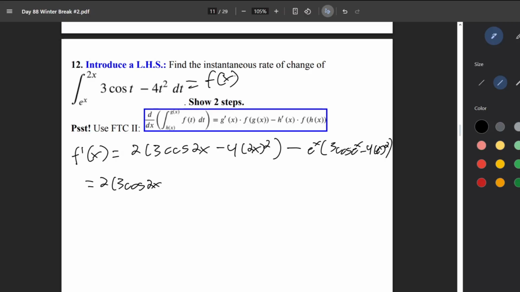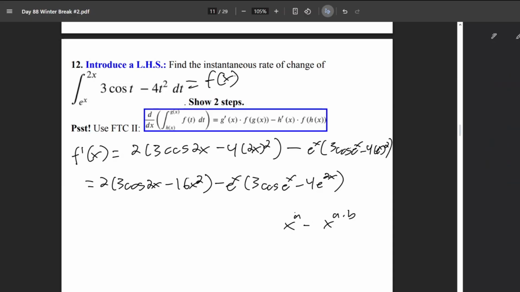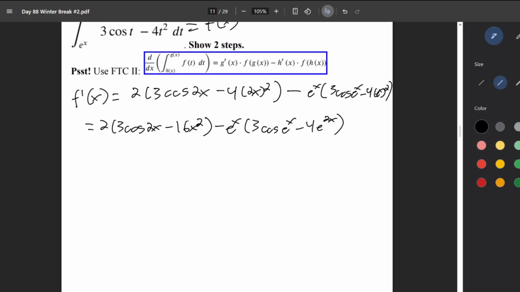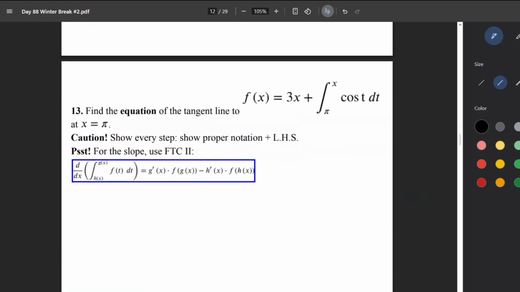So 3 cosine 2x. So this would be 4x squared times negative 4. It would be negative 16x squared, minus e to the x, 3 cosine e to the x. This would be e to the 2x, so it would be minus 4e to the 2x, because it equals x. Smaller exponent rules, especially for derivatives and integrals and in calc overall, you really want to know your exponent rules.